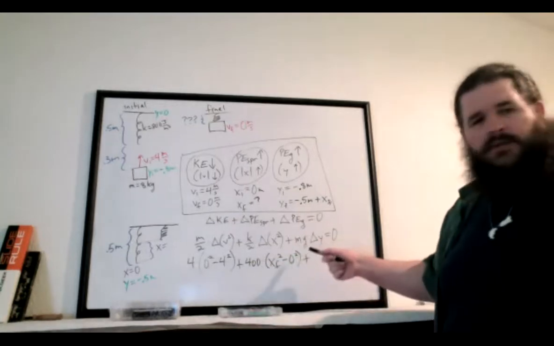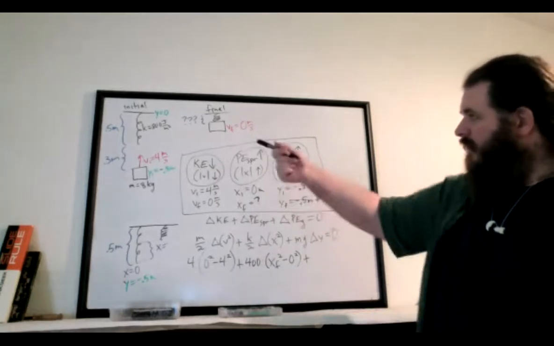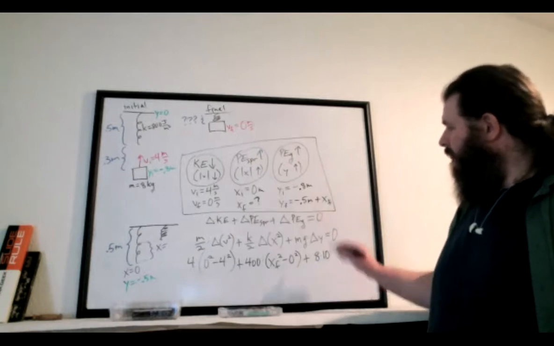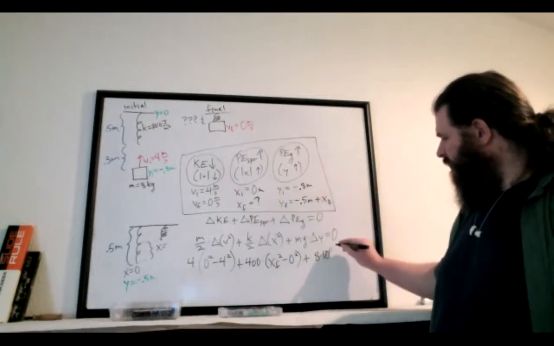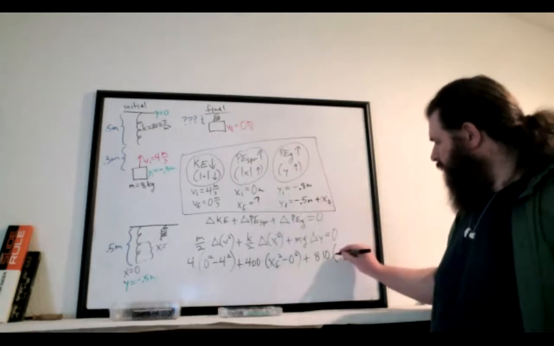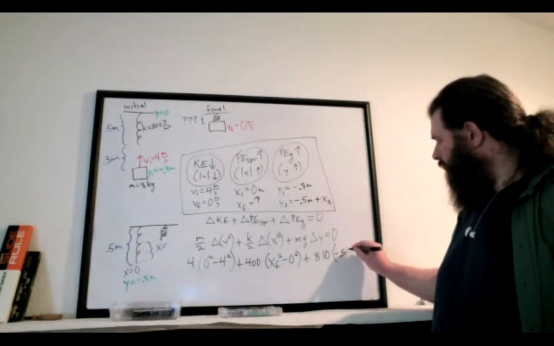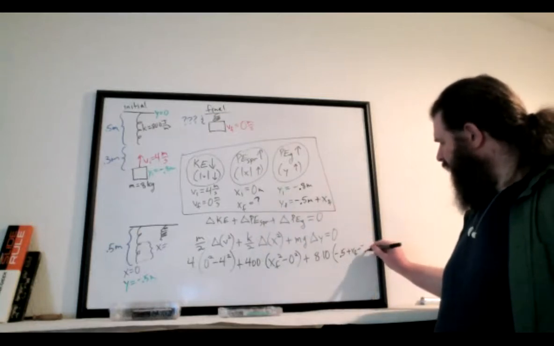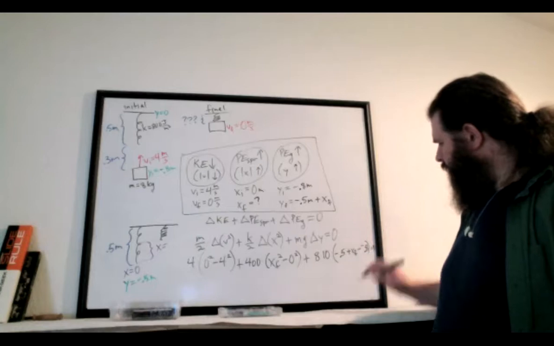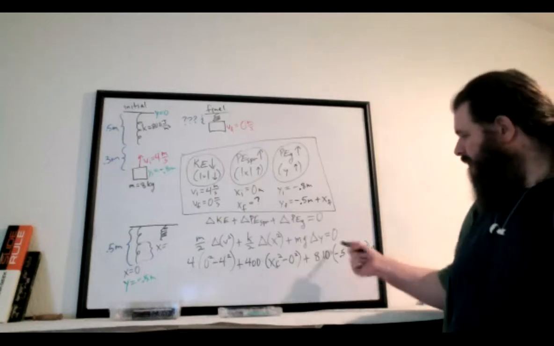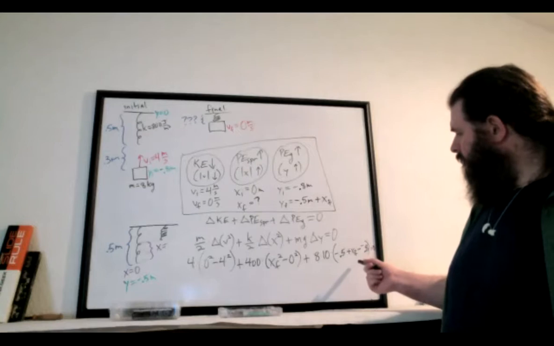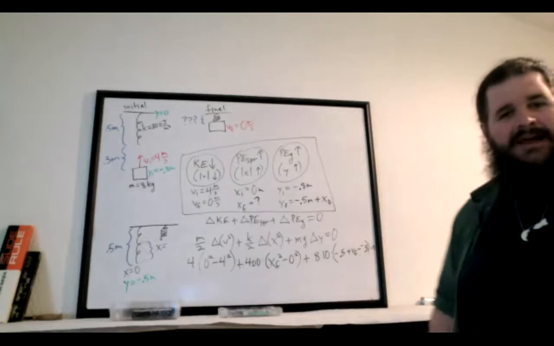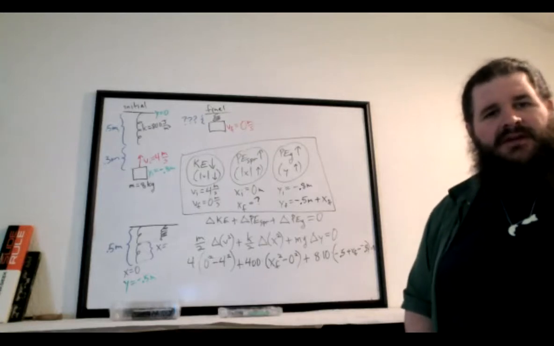And then mg delta y, m is still 8 kilograms. Gravity, we're rounding off to 10. Delta y would be y final minus y initial. So final, negative 0.5 plus x final, minus initial, minus negative 0.8. So there's our delta y, final minus initial: final negative 0.5 plus x, minus initial negative 0.8. Any questions on that setup so far?